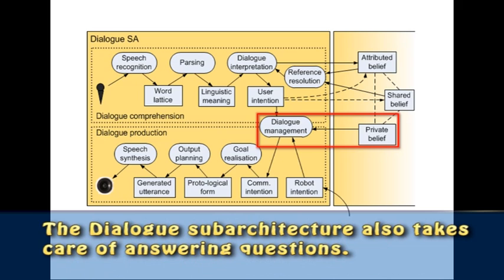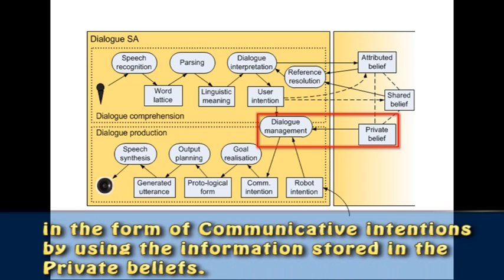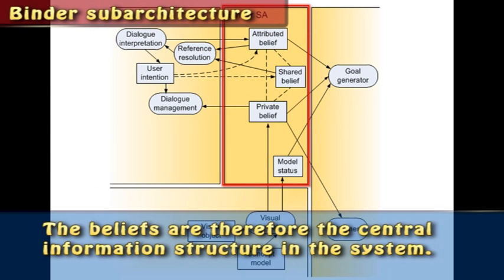The dialogue subarchitecture also takes care of answering questions. The dialogue manager receives the requests in the form of user intentions and generates the corresponding answers in the form of communicative intentions by using the information stored in the private beliefs. The beliefs are therefore the central information structure in the system.